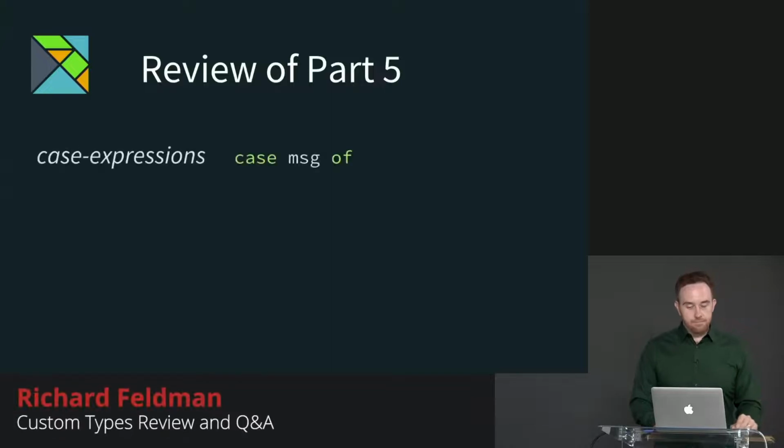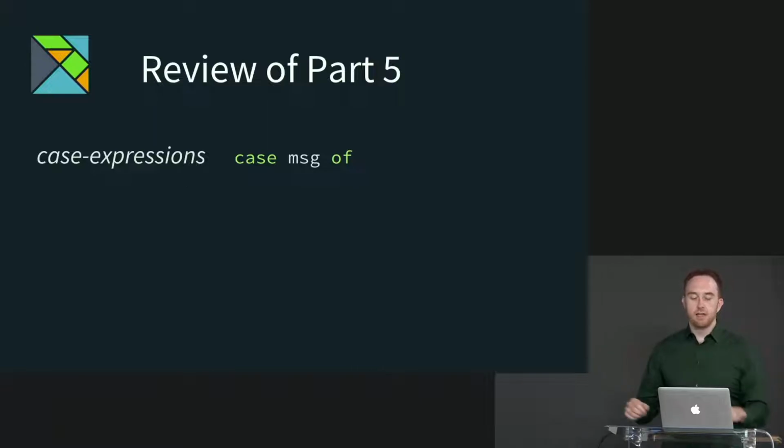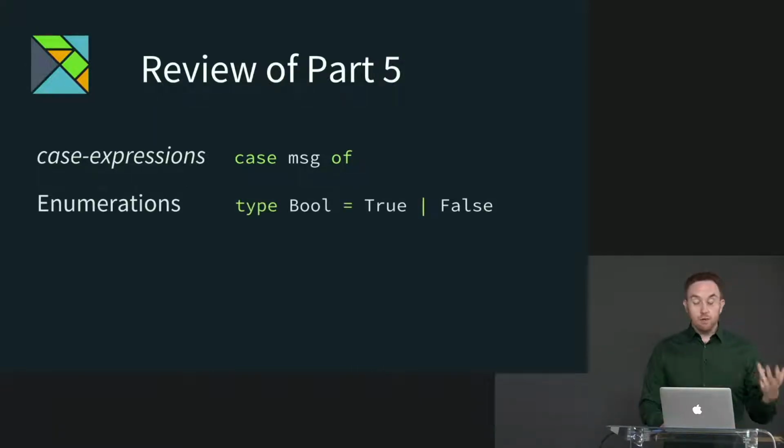So to recap, we started by looking at case expressions. So we've got case message of, and then we've got the different branches, each of which is matching against that message. One use of custom types is enumeration, such as Bool. So we just have two variants there, True and False.